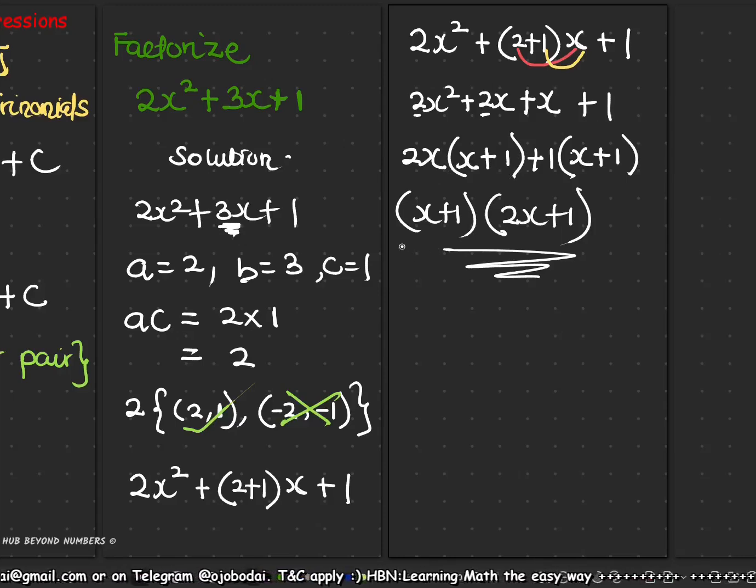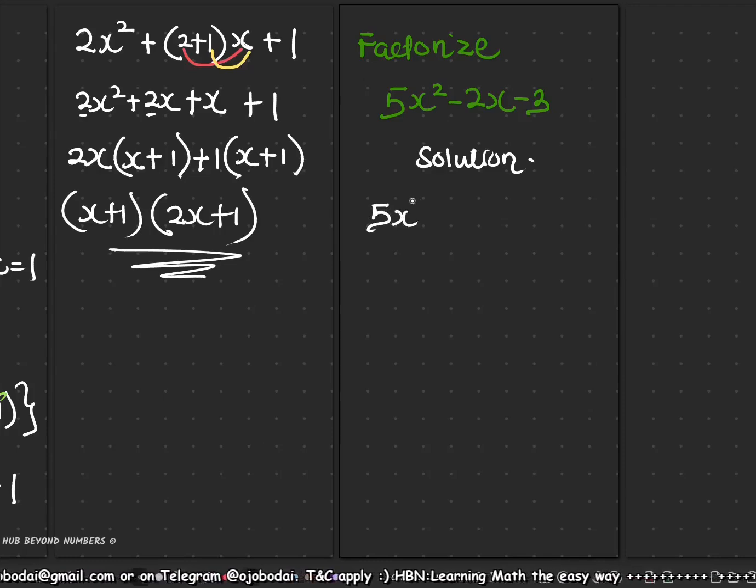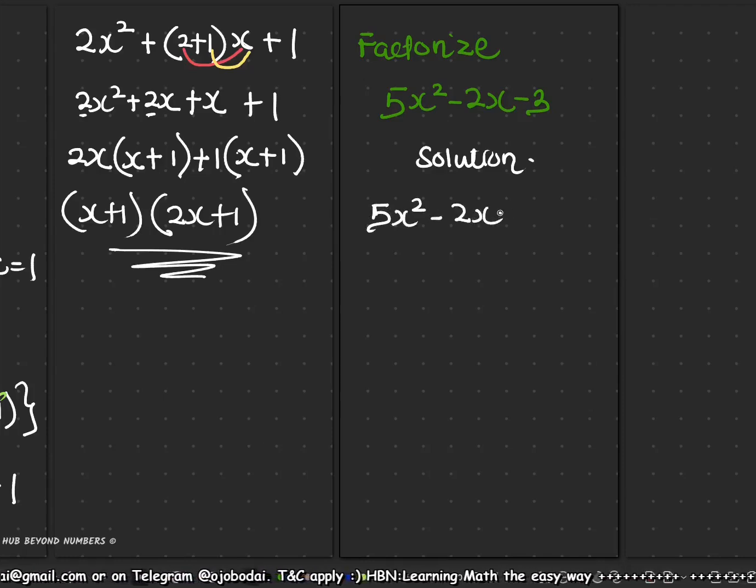Let's take one more example to enhance our understanding, after which I'll give some exercises as well. In this last example here, we have to factorize 5x squared minus 2x minus 3. So how do we go about it? Just as we did the previous one, we are following the same steps. So we have 5x squared minus 2x, then minus 3.